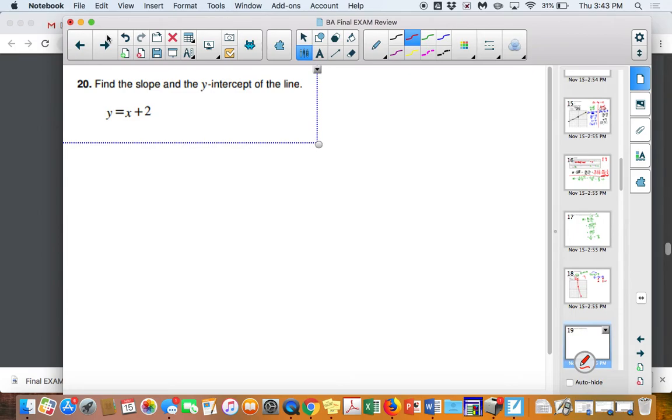So then it says find the slope and the y-intercept of this line. Well, notice it's already in slope-intercept form because it's already y equals. So your slope is what's in front of x. Well, that is an understood 1. So m is 1. And your y-intercept, the b value, is 2. And again, I don't know if they're going to ask you to write it as an ordered pair, but be prepared. I don't know. But that's the values you're looking for.